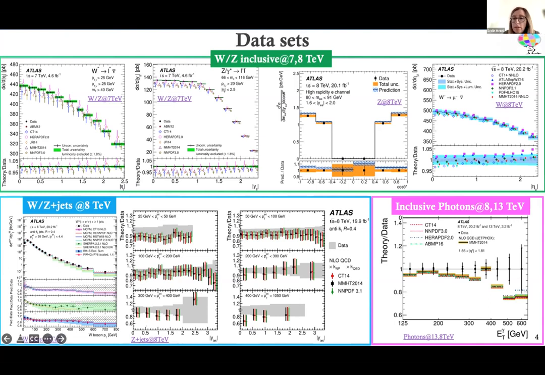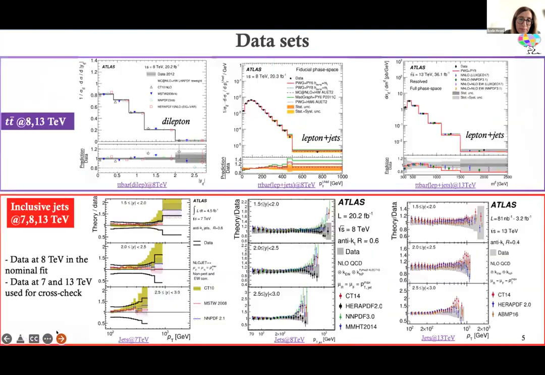We also used for the first time the inclusive photon result of the ATLAS experiment, in particular the ratio of the cross-section measurement at 13 and 8 TeV as a function of the transverse energy of the photon in different bins of the photon rapidity.